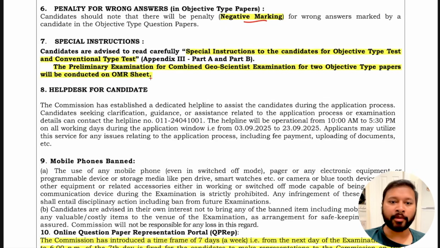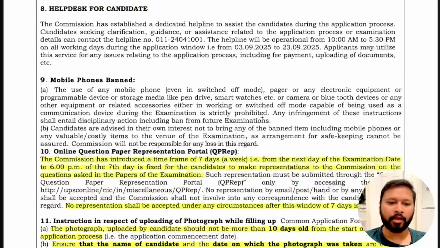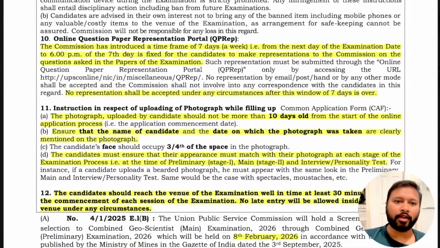And you know that the preliminary exam is going to be conducted in two objective type tests. One will be your GS and the other one will be your subject matter. So that will be two exams, and this exam will be taken on an OMR sheet. So this will be an offline exam. You do not have to give a computer based test this time.